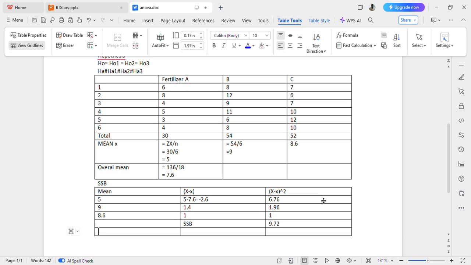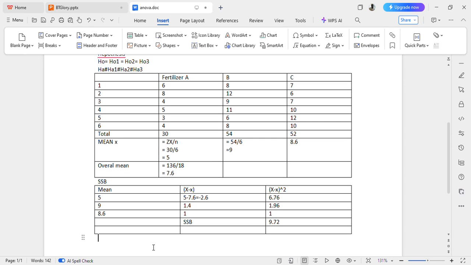Sum of squares between, now sum of squares within. Wow. So for the sum of squares within, we do it for all the 3.